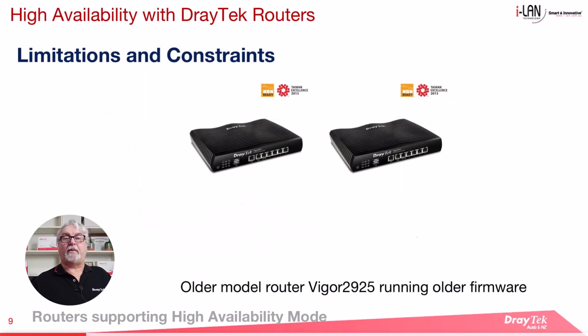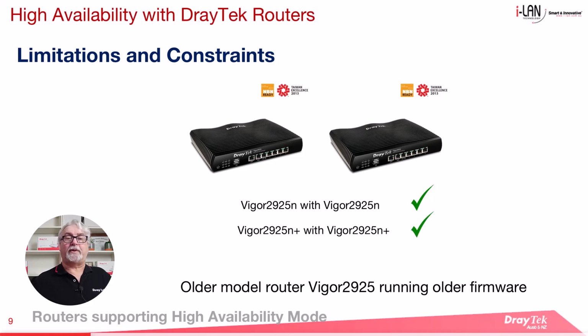One point to note is that with older router models and firmware, you had to have identical router models with identical firmware and country codes to set up high availability. For example, you had to have two VIGA 2925N or two 2925N+, but you couldn't do it using one of each, that is a 2925N and a 2925N+ as a pair.